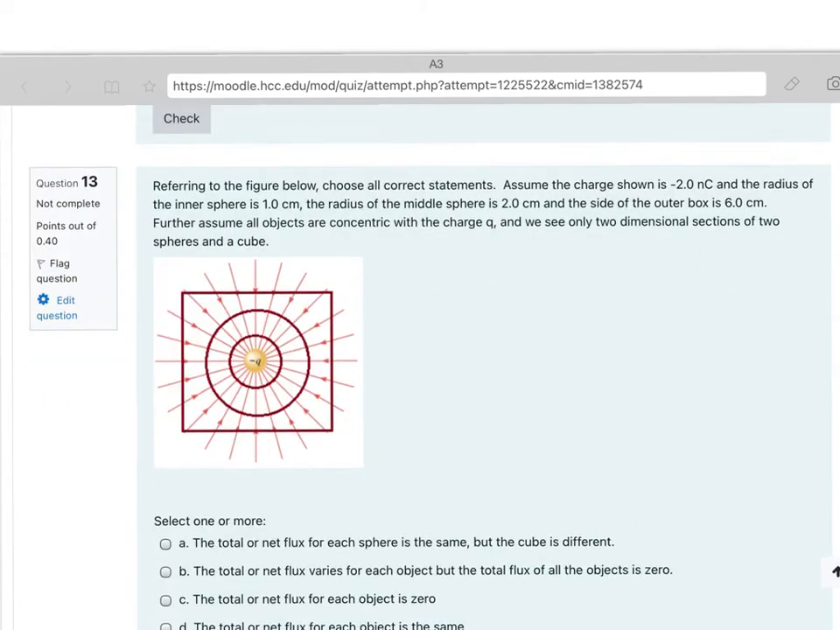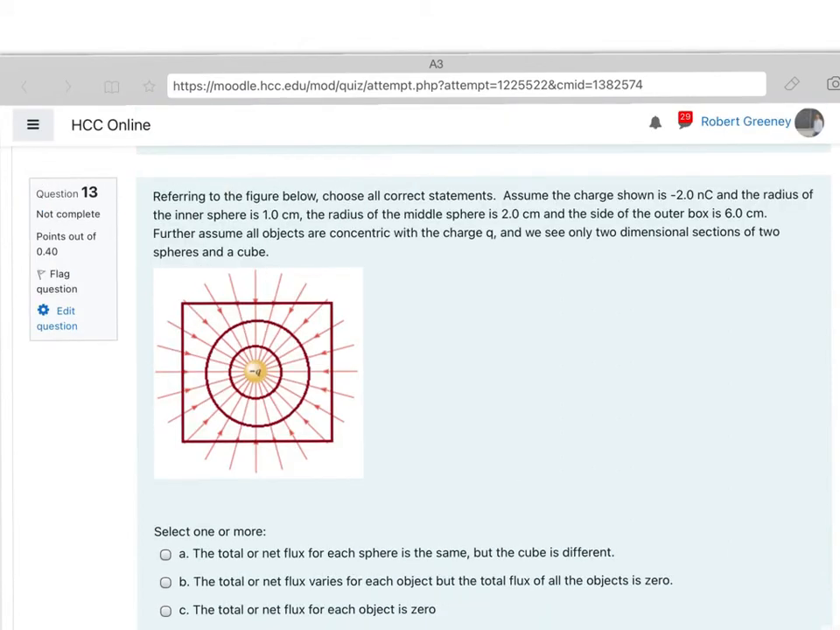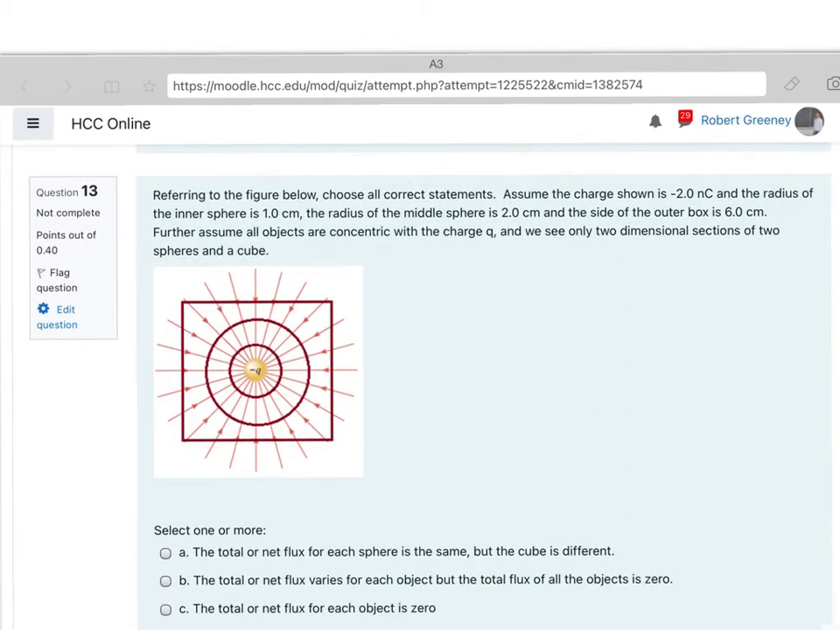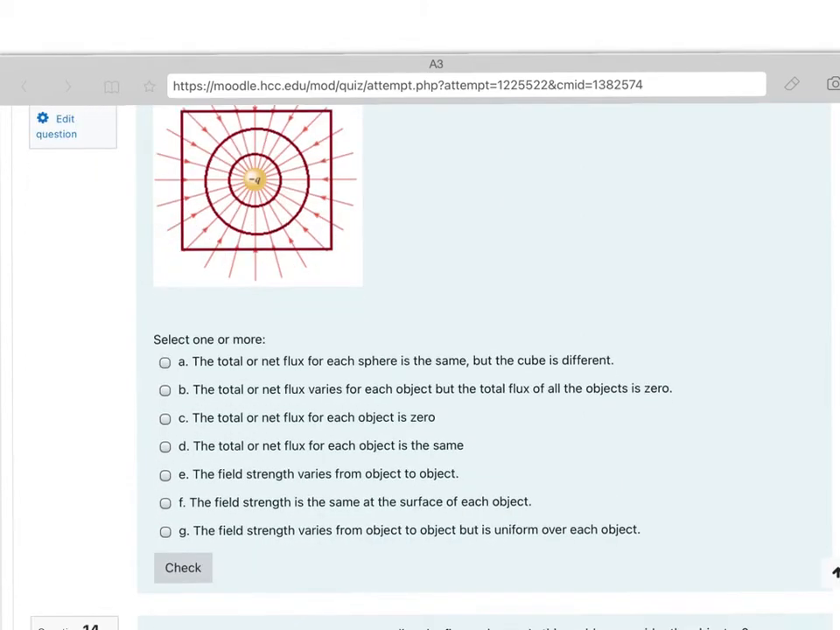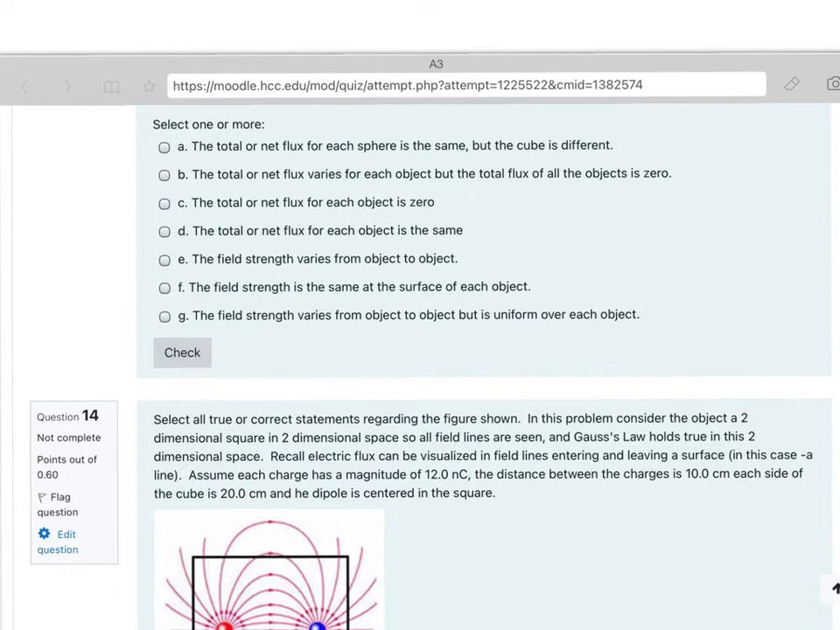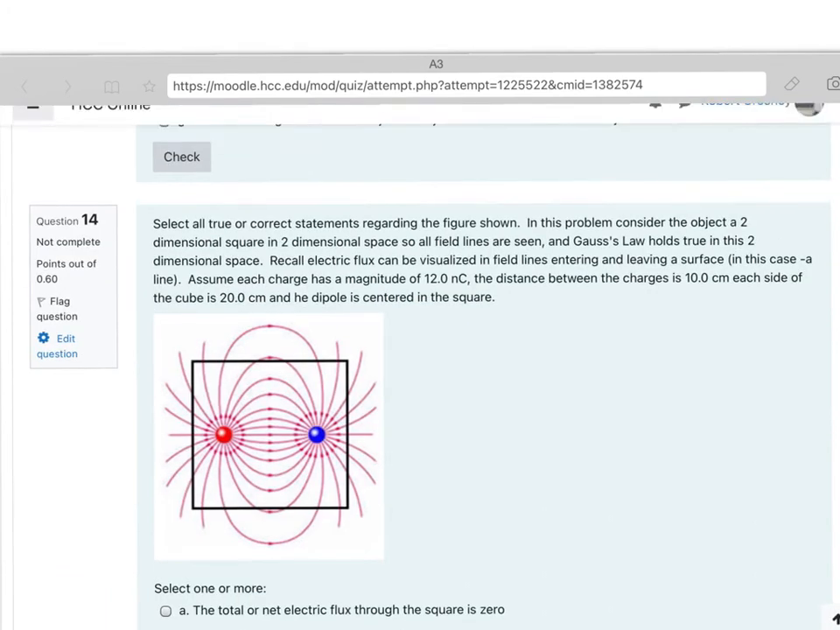13. A number of questions about the cube. It's a negative charge. The field lines are going in. The flux through all closed surfaces are the same. All right. Let's go ahead to 14.